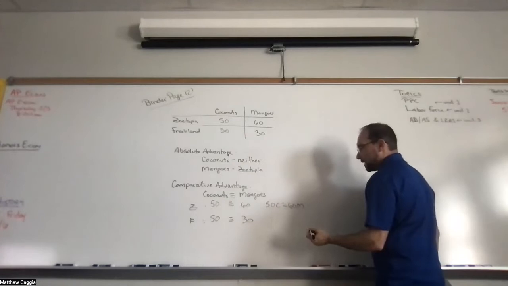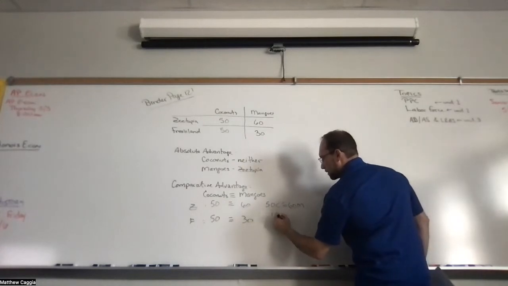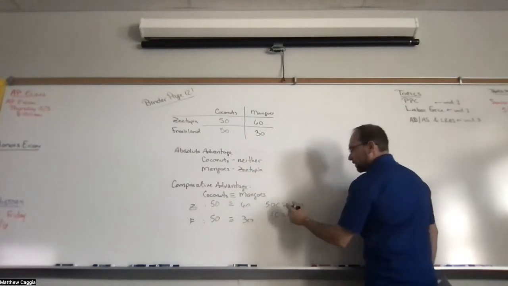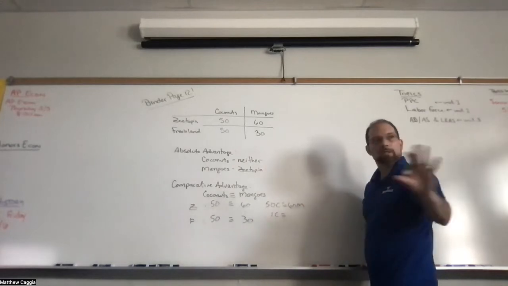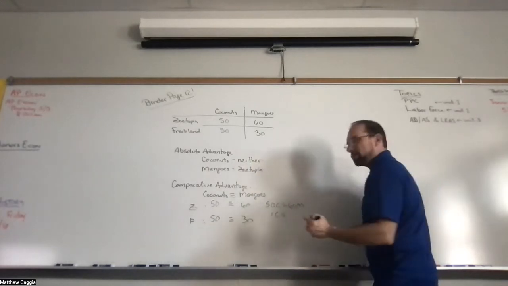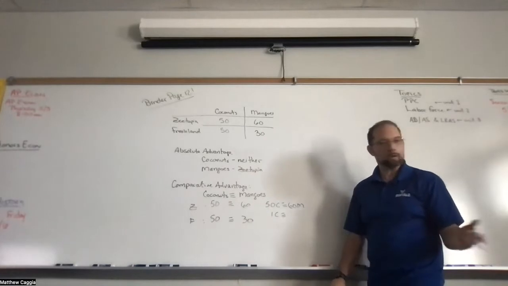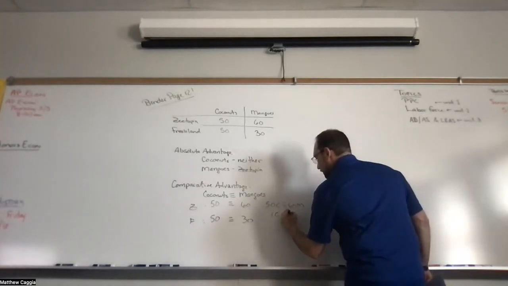If I solve for C, 1C would be the equivalent of 6/5. I'm just going to keep it as a fraction this time. Otherwise, it'd be 1.2. We can do that if you want also, but we'll do 6/5 mangoes.